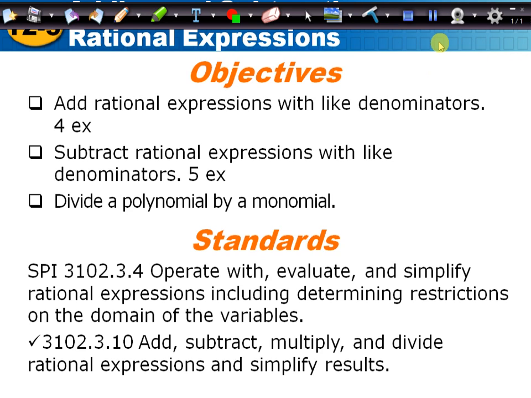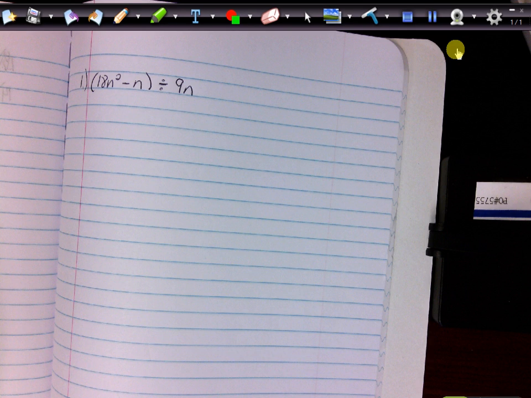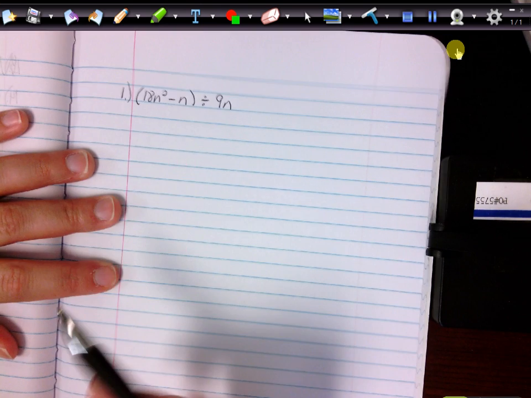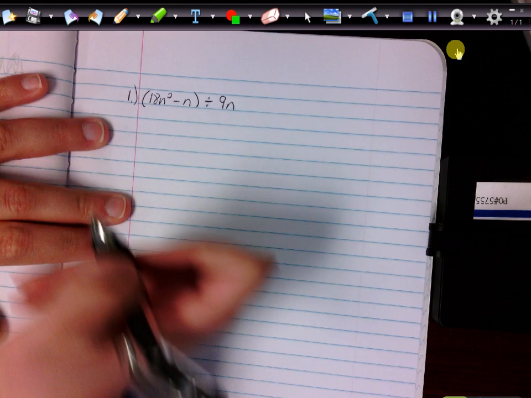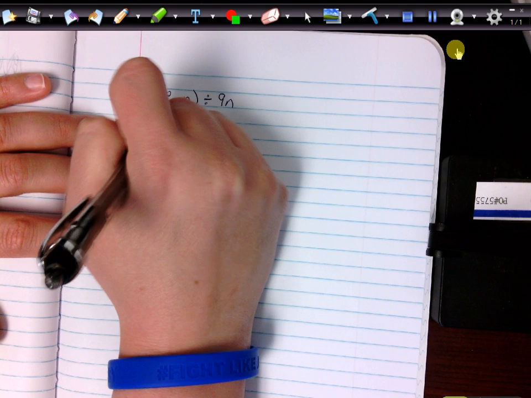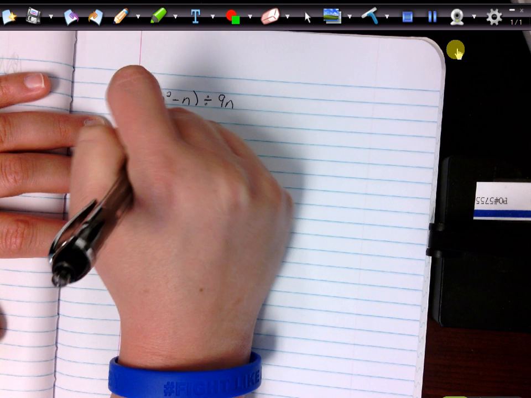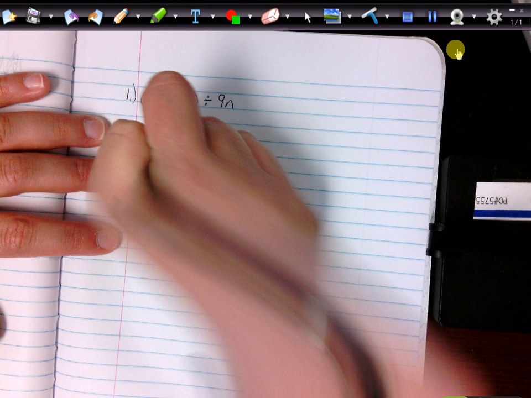We've learned how to divide two different rational expressions, but we want to learn how to divide one polynomial by one monomial. Alright, here's number 1. Go ahead and write it down. We have 18n squared minus n divided by 9n. We have a binomial divided by a monomial. So we're actually going to write this a little bit different. We're going to write it as a big fraction. We're going to say 18n squared minus 1n, all divided by 9n.